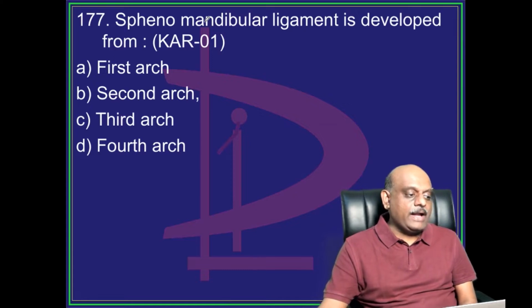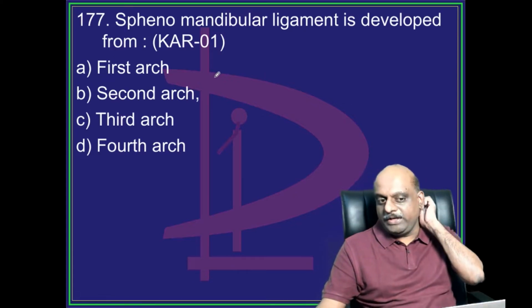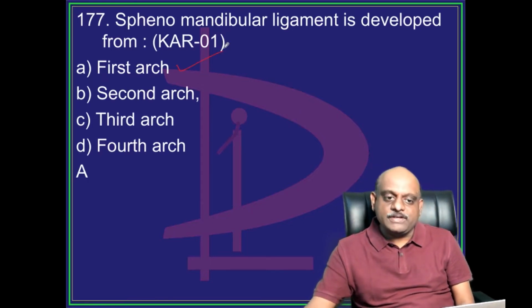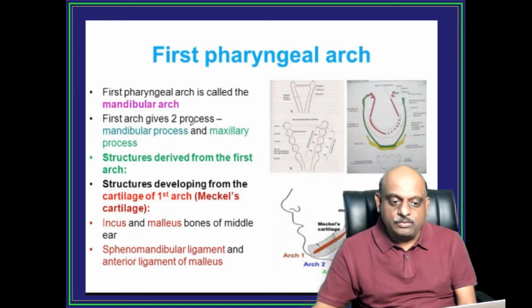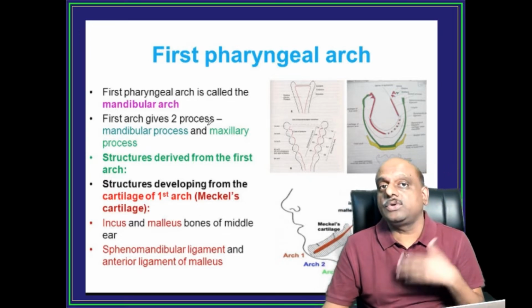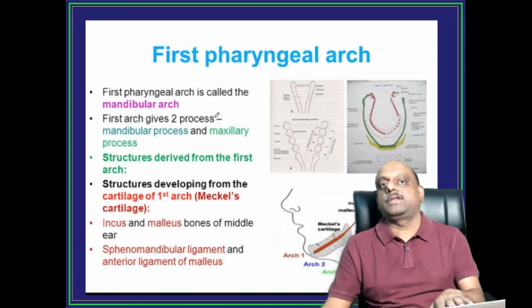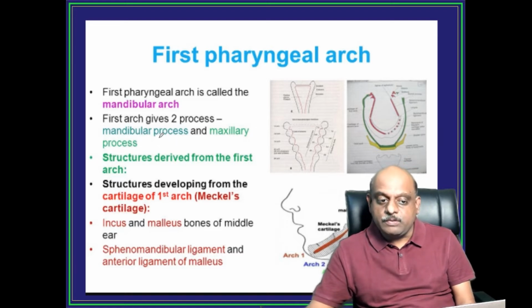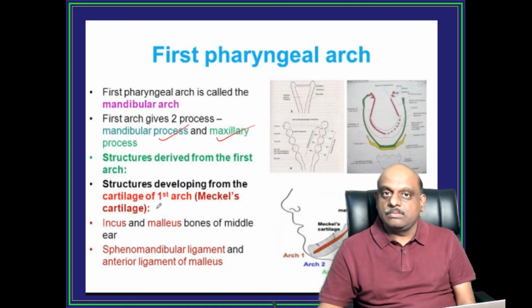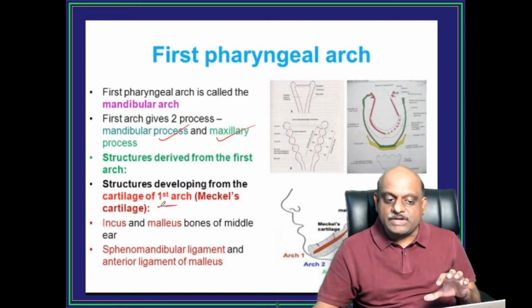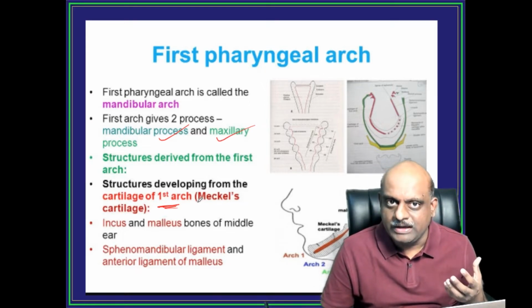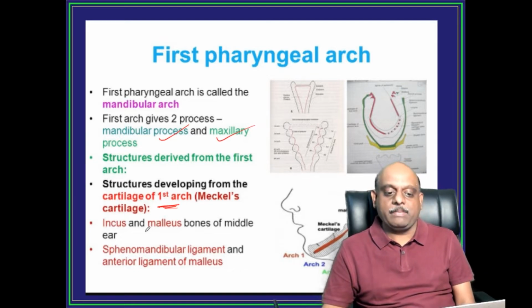Now, sphenomandibular ligament, from where is it derived from? Which arch is the examiner's question. It is typically derived from the first arch. So you need to know that the first pharyngeal arch is also called mandibular arch, is what you should remember. So what does first arch give rise to? It gives rise to mandibular process and maxillary process. And all the structures which develop from the Meckel's cartilage, basically Meckel's cartilage is the cartilage of the first branchial arch, is what you need to remember.